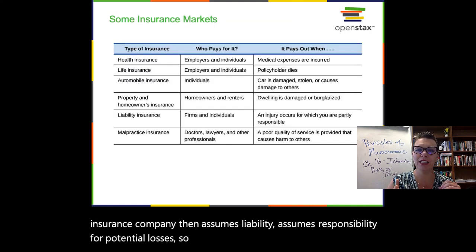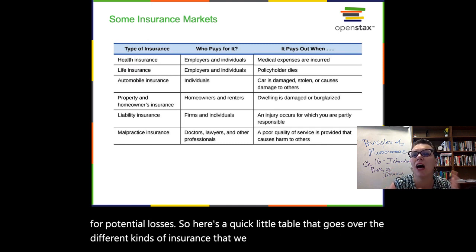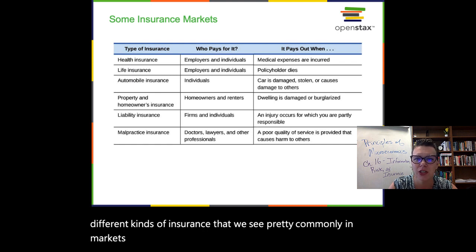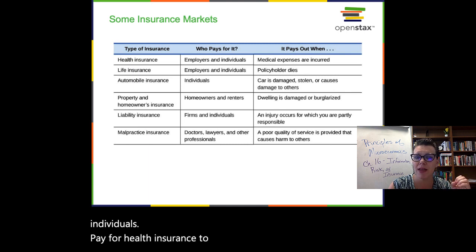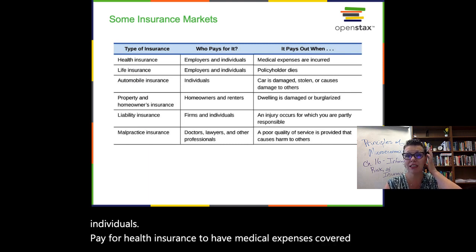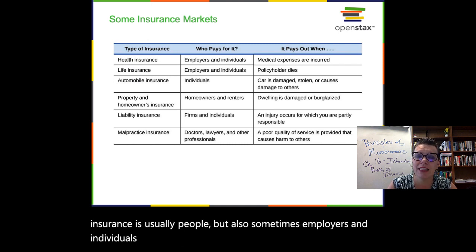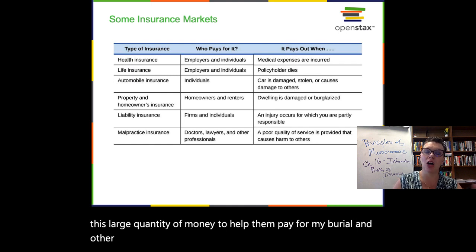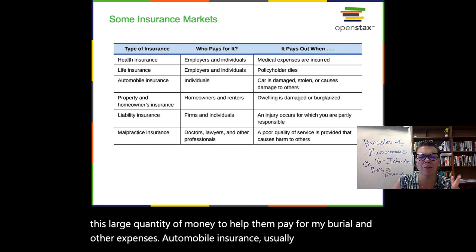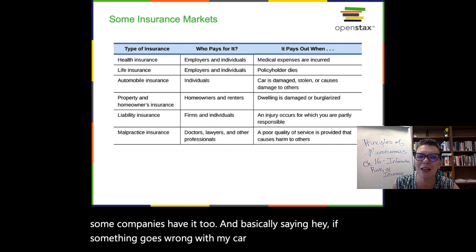So here's a quick little table that goes over the different kinds of insurance that we see pretty commonly in markets. We have health insurance, where employers and individuals pay for health insurance to have medical expenses covered. Life insurance is usually people, but also sometimes employers and individuals. And the idea is when I die, you know, give my family this large quantity of money to help them pay for my burial and other expenses. Automobile insurance, usually individuals, but some companies have it too. And basically saying, hey, if something goes wrong with my car, you'll be there to back me up.